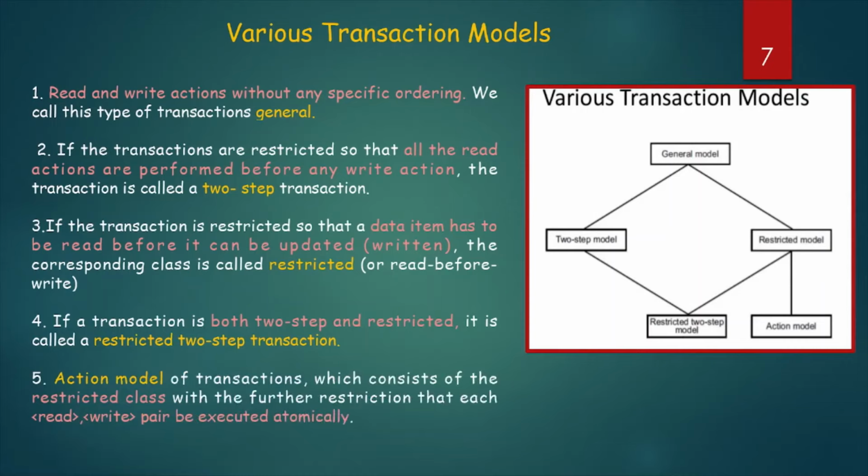And the last one is the action model. The action model of a transaction consists of the restricted class with the further restriction that each read-write pair be executed atomically. Meaning, read a particular data item, then write that. Again read another data item, then write that. It should be one pair and be executed atomically.